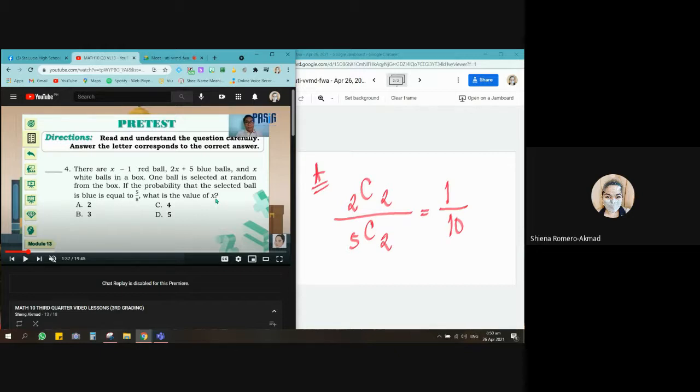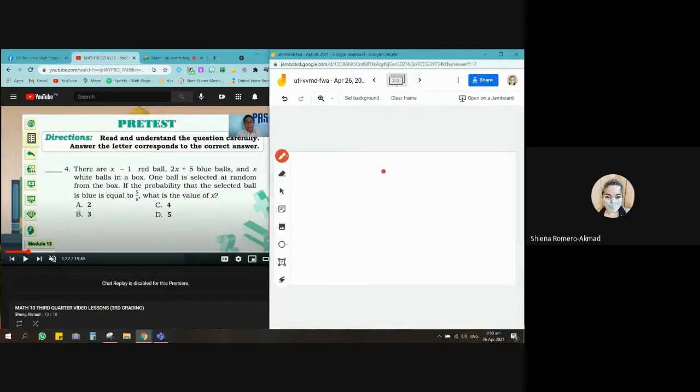This time, we will use the expressions for us to look for the value of x, and at the same time the probability that was given. So let's look at number 4. You can zoom your screens so it is easier to see what I am saying. Let us look at the red balls first. Let's represent them first: the red balls are equal to x minus 1, right?